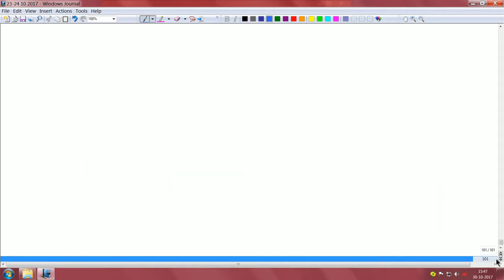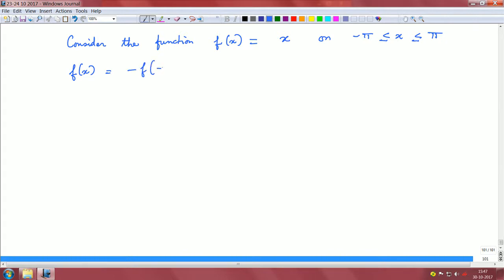Now, let us delve a little carefully. Consider the function f of x equals x on minus pi to pi. So, this function is clearly an odd function, right. It is straightforward, it is an odd function.